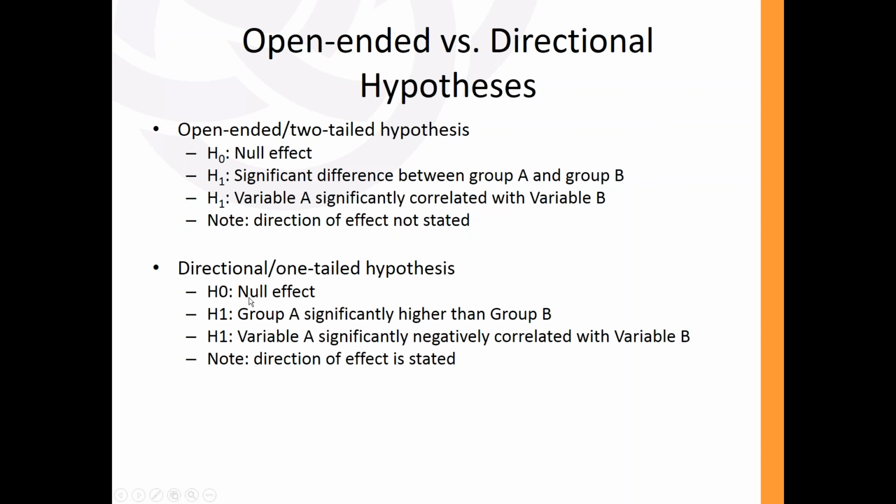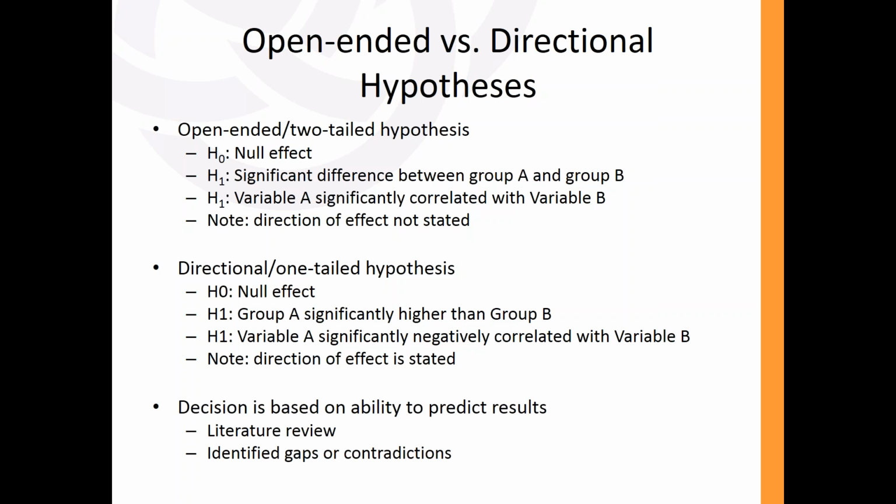So again, the null hypothesis, same thing, all right, sorry about that. There's a null effect is the null hypothesis, but then the alternative hypothesis is that group A is significantly higher than group B on some measure, or variable A is significantly negatively correlated with variable B. And here the direction of the effect is stated, right? So you're saying not only are they different, but you're predicting which group is significantly higher on that measure than the other group. And that is often the appropriate level of analysis, but other times it's not.